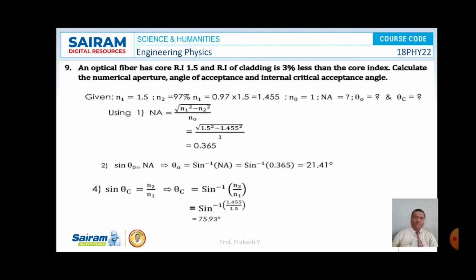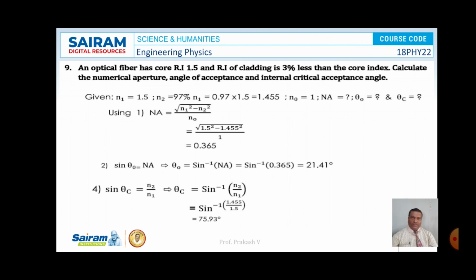So numerical aperture is given as square root of n1 square minus n2 square by n0, that is equal to square root of 1.5 square minus 1.455 square divided by 1. So that is equal to 0.365. And further sin theta naught is equal to numerical aperture, therefore theta naught is given as sin inverse of numerical aperture, that is sin inverse of 0.365. So theta naught value will be 21.41 degrees.